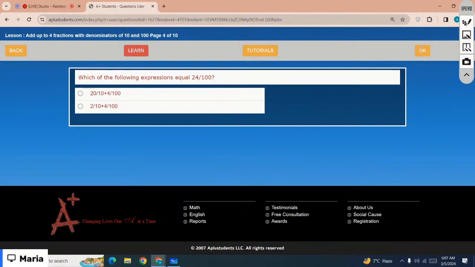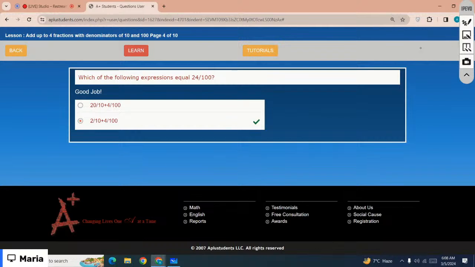Okay, which of the following expressions equals 24 by 100? So which is the correct option, 1 or 2? Yes, option number 2 is the correct option. That is 2 by 10 plus 4 over 100. Option number 2 is the correct option.